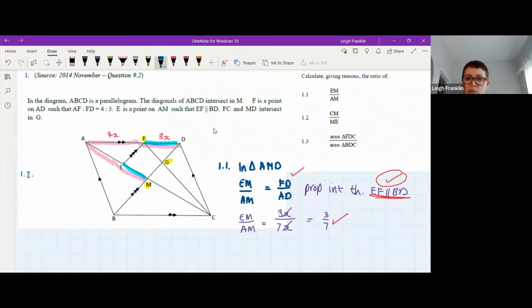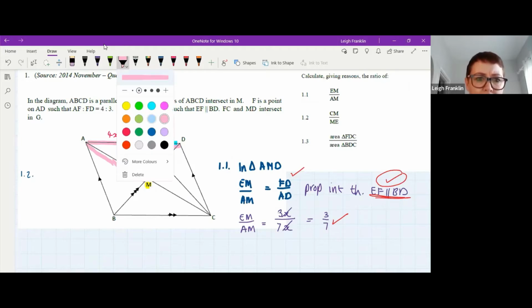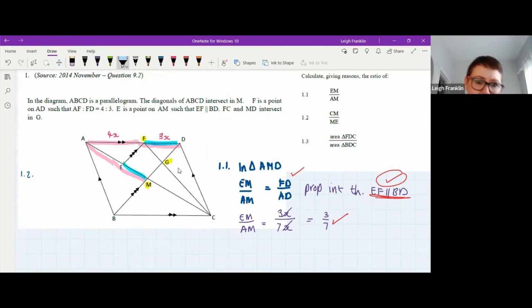So in 1.2, they want us to write the ratio of CM over ME. Okay, so let's go and get another color highlighter and go and highlight those lines so that they can stick out to us. Okay, so where is CM? CM is this line over here. So CM over ME or EM. All right, CM over ME.